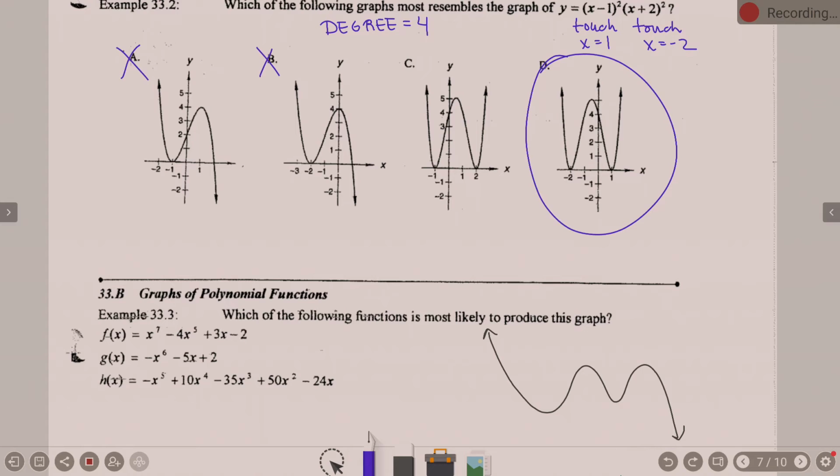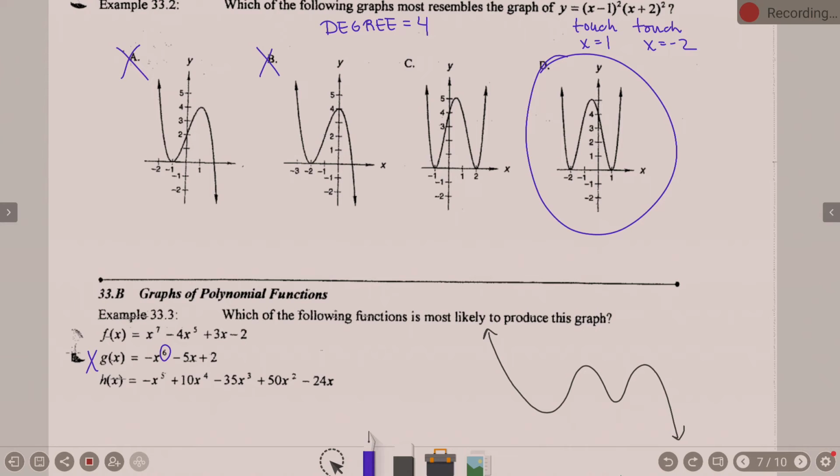It has to be an odd degree, right? It has to be an odd degree because I have what I would call up and down behavior. So if it has to be odd degree, what can we eliminate? g of x can be eliminated because it's an even power, an even degree. What type of end behavior does this even degree have?